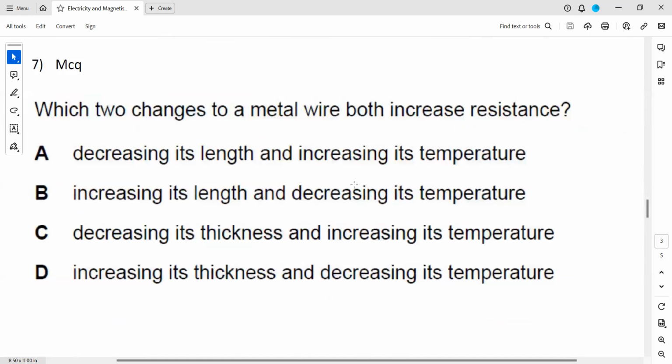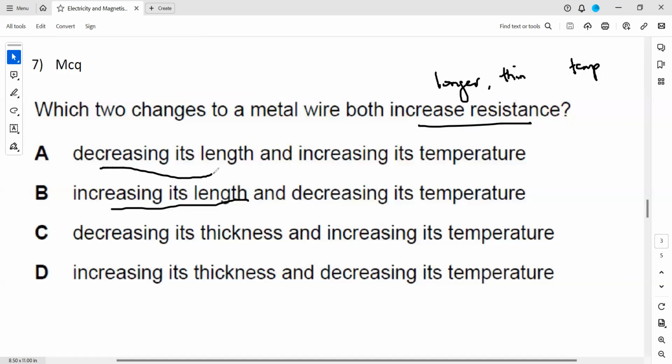Which two changes to a metal wire increase the resistance? If you want to increase the resistance, the wire must be longer, it must be thinner, and the temperature should be high. For metals, resistance increases with temperature. So we must increase the length.